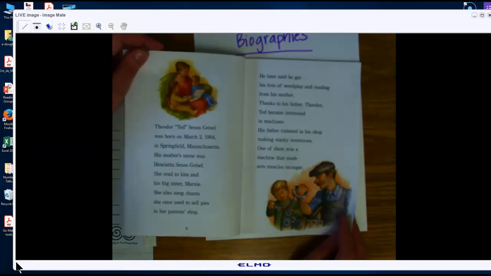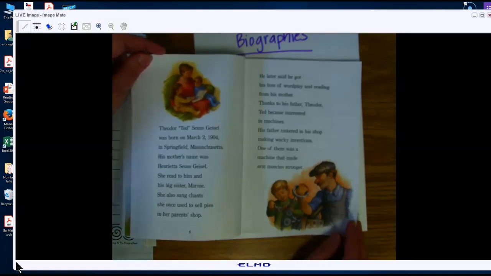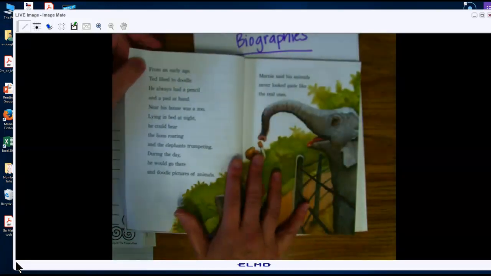Thanks to his father, Theodore, Ted became interested in machines. His father tinkered in his shop making wacky inventions. One of them was a machine that made arm muscles stronger. So maybe that's where he got his wackiness for his books.